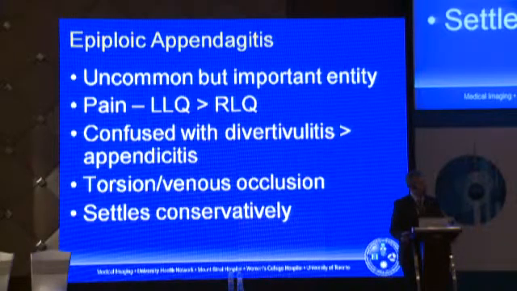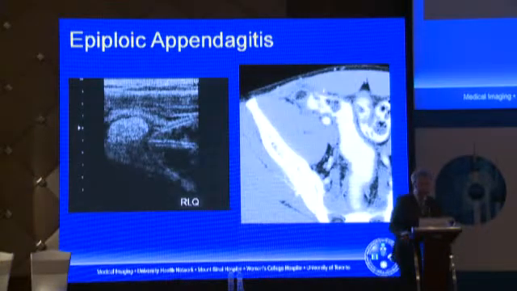And it's important because the management is really just conservative management, symptomatic and reassurance that you'll be fine and things will get better on their own. Here's a nice example. In my experience, epiploic appendicitis is usually at the junction of the descending and sigmoid colon, often anteriorly, but you can get them anywhere along the colon. And this is a nice one that mimicked acute appendicitis.